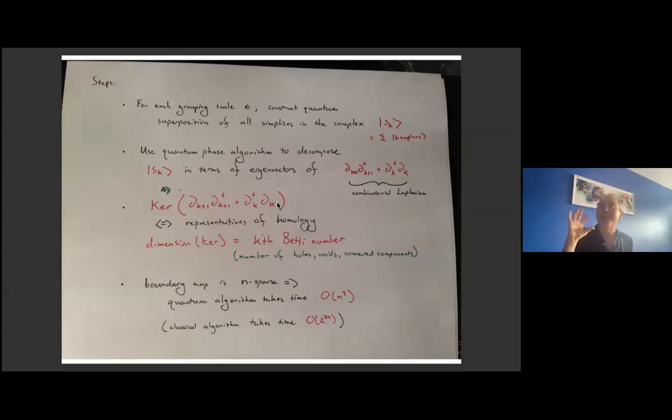So I apply the quantum phase estimation algorithm. I try to project my superposition of all simplices state onto this kernel. The probability of succeeding will then tell me the actual dimension of the kernel, and the resulting state is then some representative of the homology. And so this takes time order n cubed. That's using the quantum phase estimation algorithm, and the classical algorithm takes time order 2 to the 2 to the n, because that's the amount of time it takes to diagonalize these 2 to the n dimensional sparse matrices.